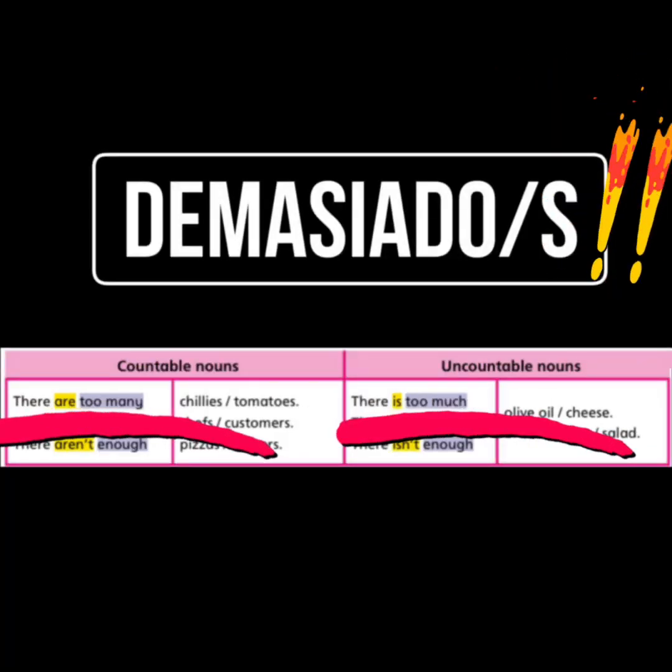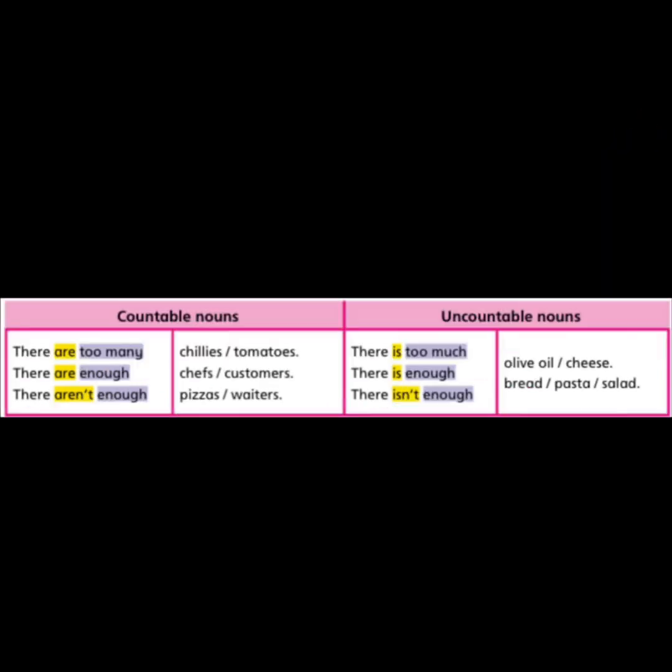Too many and too much are used to express demasiado o demasiados. We use too many for countable nouns. For example, there are too many chilies. We use too much for uncountable nouns. For example, there is too much olive oil.